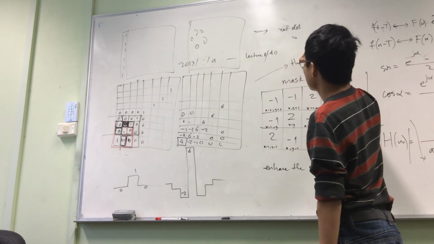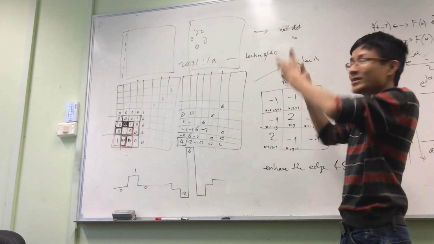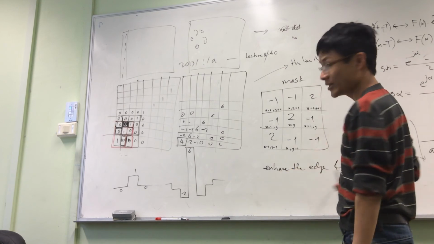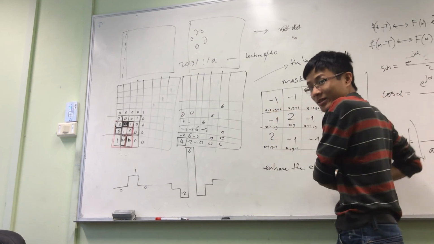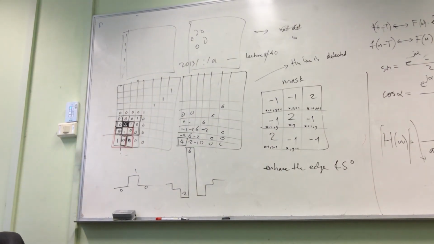the line is enhanced or is detected, it's 45 degree. And it's enhanced, the edge is 45. So this mask is going to do this. So I recommend that you study the masks over here.